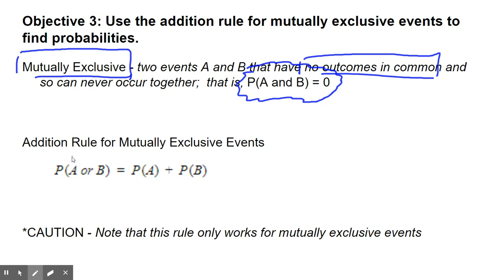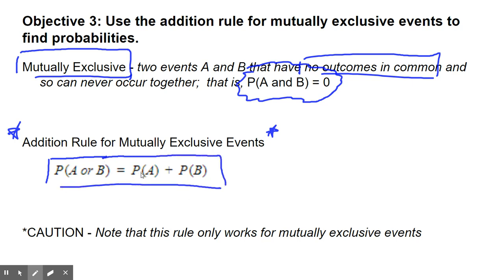Now, there is an addition rule for mutually exclusive events. This addition rule has to do with A or B. So say I want A or I want B. What's the probability? Well, because they don't occur at the same time, you just take the individual probabilities and add them. The probability of A plus the probability of B. So again, these are where the events have no overlap, nothing in common. And again, this rule only works for mutually exclusive events. In the next couple sections, we're going to talk about non-mutually exclusive events and how we handle them.